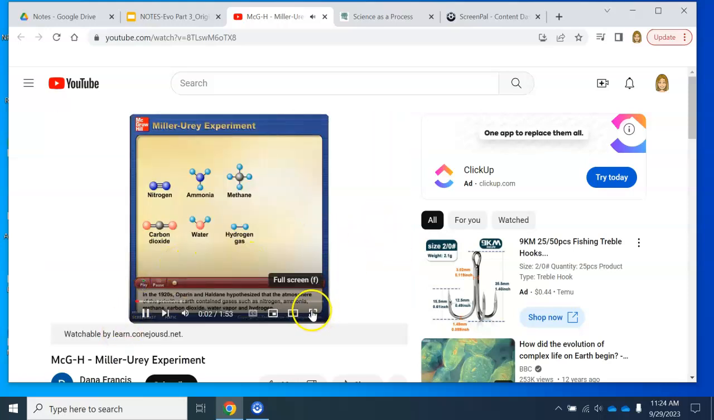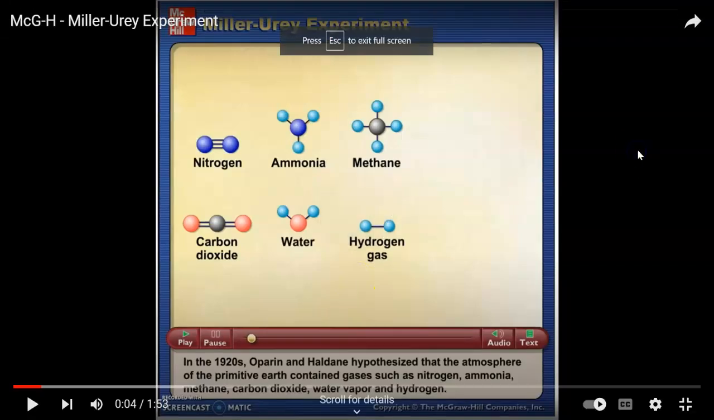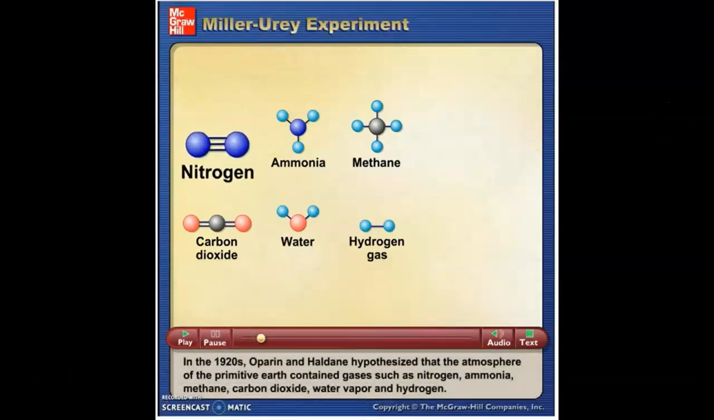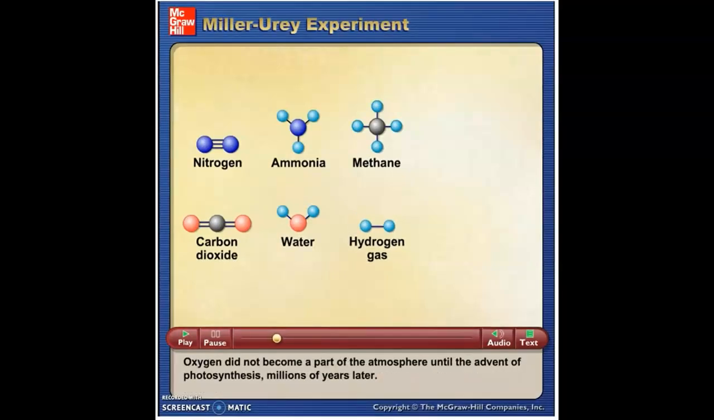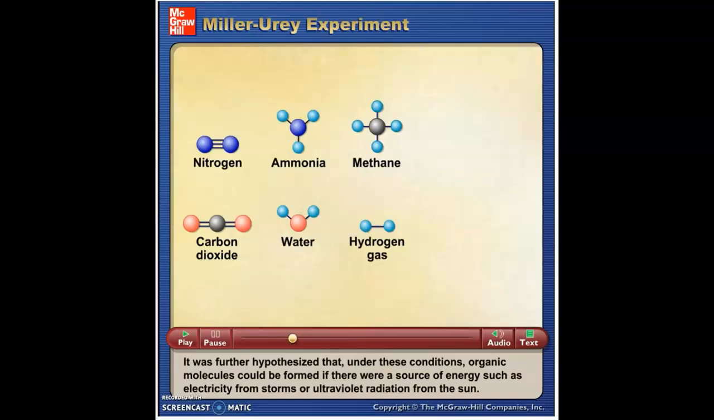In the 1920s, Oparin and Haldane hypothesized that the atmosphere of the primitive Earth contained gases such as nitrogen, ammonia, methane, carbon dioxide, water vapor, and hydrogen. Oxygen did not become a part of the atmosphere until the advent of photosynthesis millions of years later. It was further hypothesized that under these conditions, organic molecules could be formed if there were a source of energy such as electricity from storms or ultraviolet radiation from the sun.